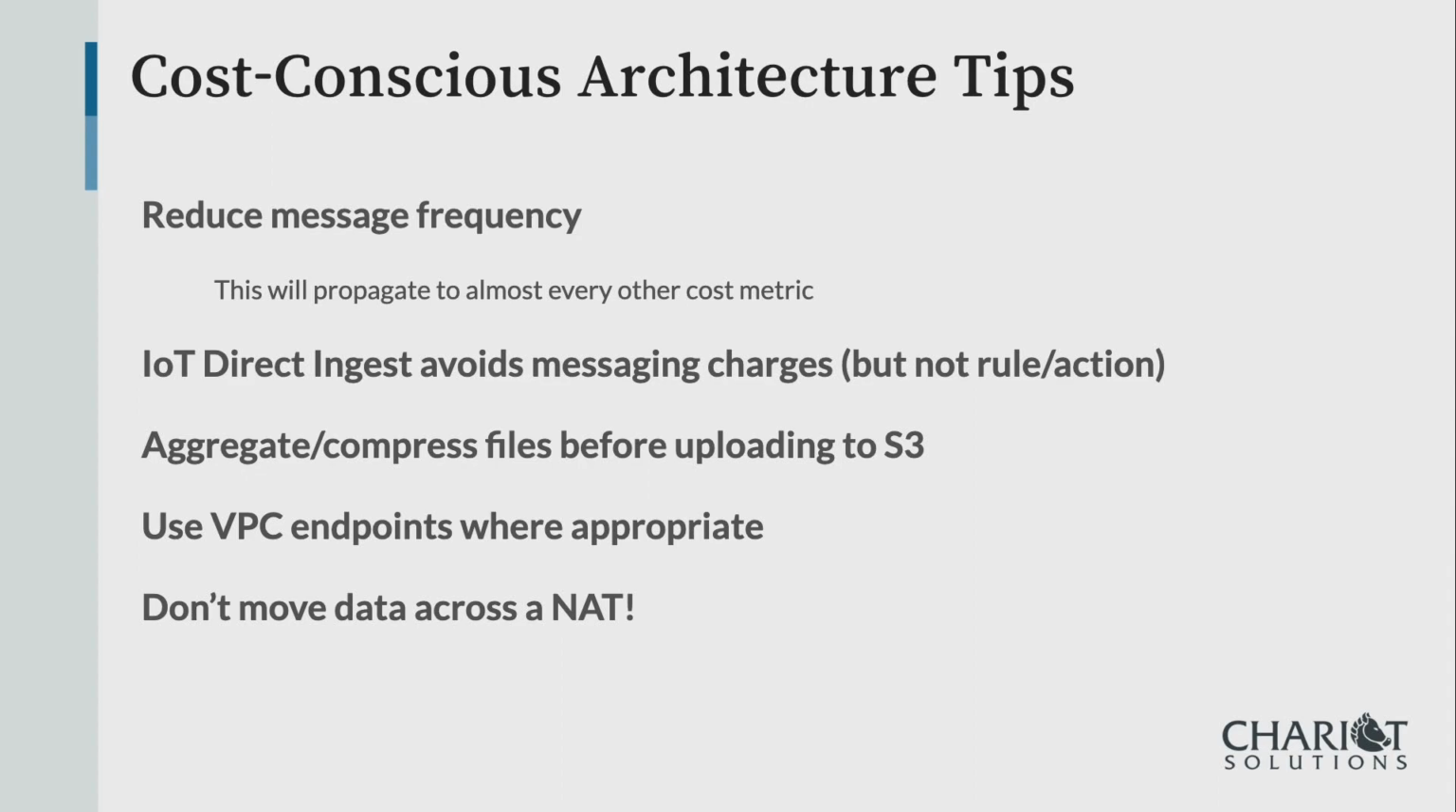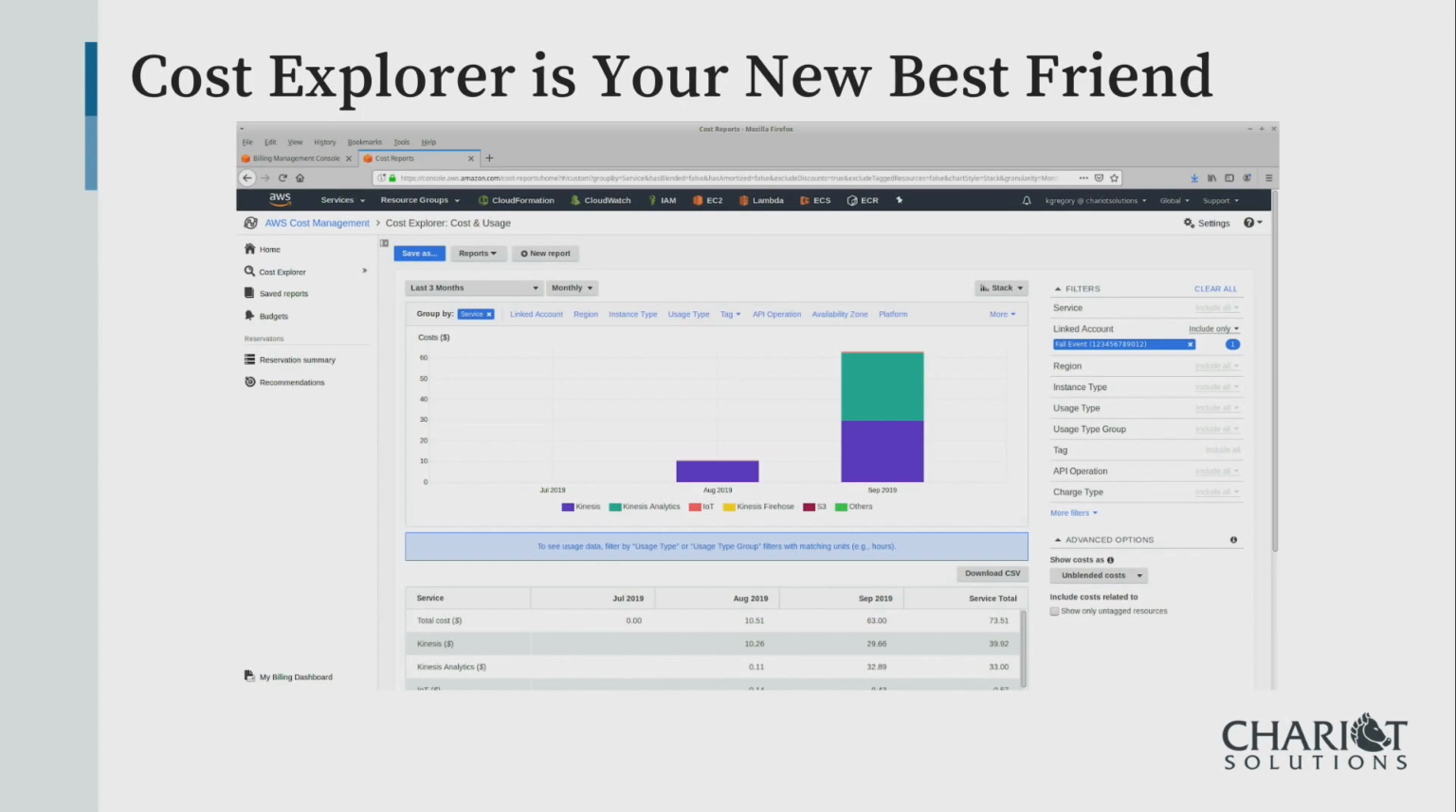IoT specific, Amazon offers a feature called direct ingest, where your devices say, I'm going to this rule, and the messaging charges disappear. You still have to pay a rule and action charge, but the messaging charges are 60% of that. Aggregate and compress your data before you upload it to S3. Again, it costs less to use Athena, costs less to move it, costs less to store. VPC endpoints, which again is getting into network architecture, and probably most important for data analysis, don't move your data across a NAT.